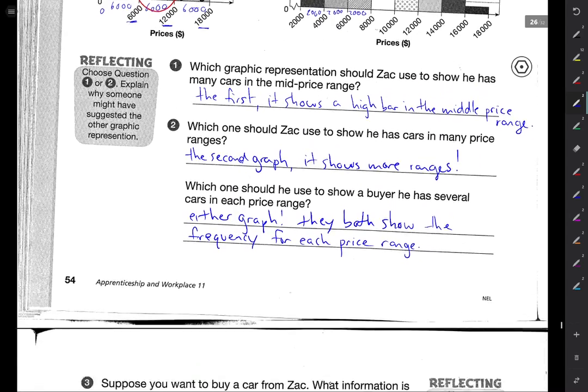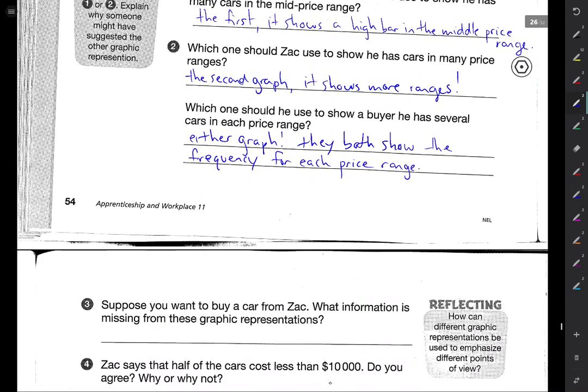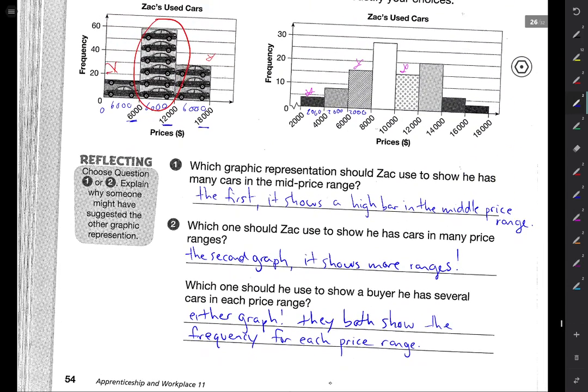So let's scroll down to number 3 here. It says, suppose you want to buy a car from Zach. What information is missing from these graphic representations? If I was looking at these graphic representations and I wanted to buy a car from Zach, I would be curious about the exact price of a car, because all of these just show us price ranges. They don't actually pinpoint the exact price of any car.